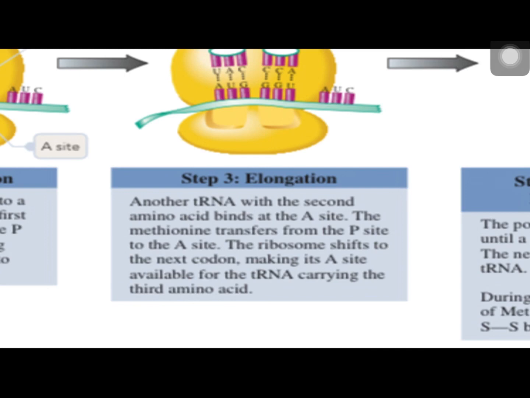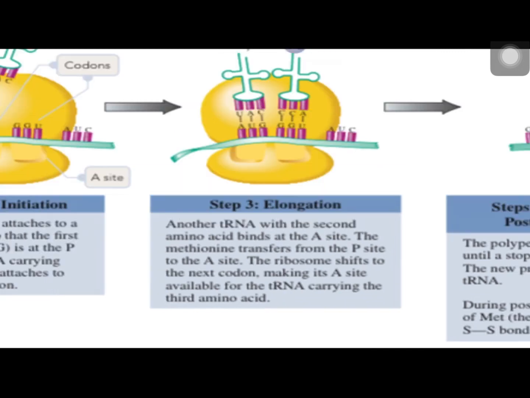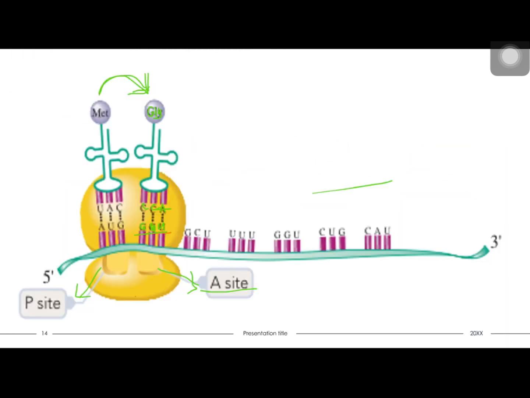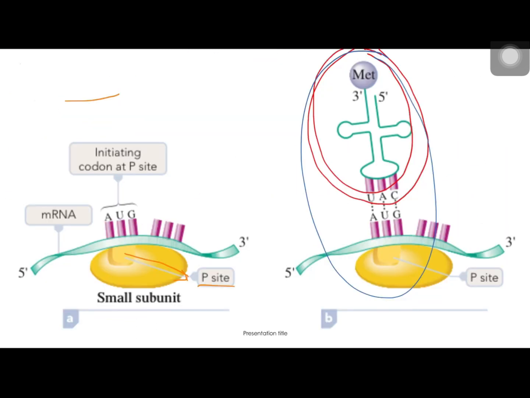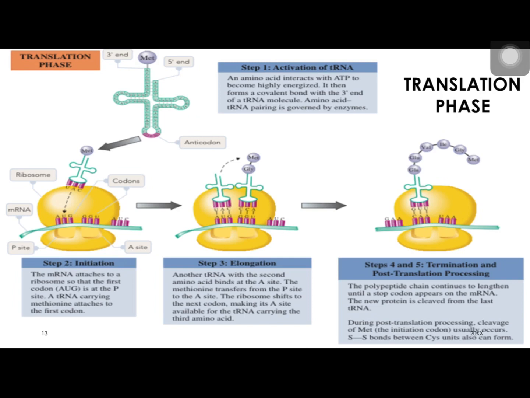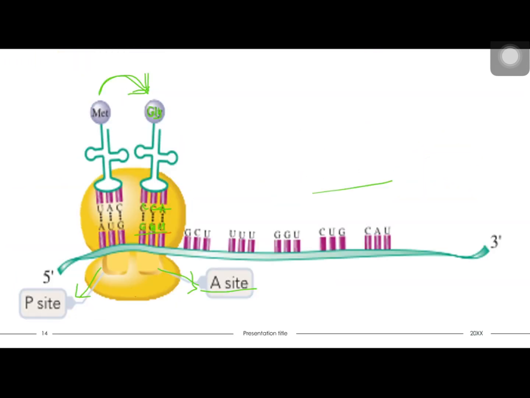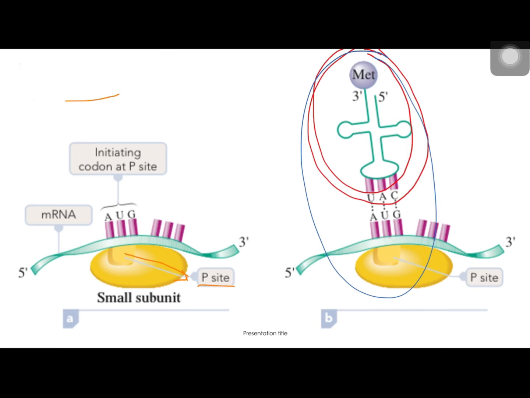Elongation is where the polypeptide chain grows one amino acid at a time. What will happen in our elongation is that another tRNA with a second amino acid binds at the A site, and then the methionine transfers from the P site to the A site.